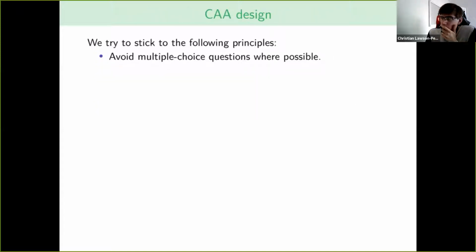Okay, so now I will start talking about the way we design our computer-aided assessments. Over the past 3 years, we have developed the following set of principles that I have put together in a document to share amongst our staff.